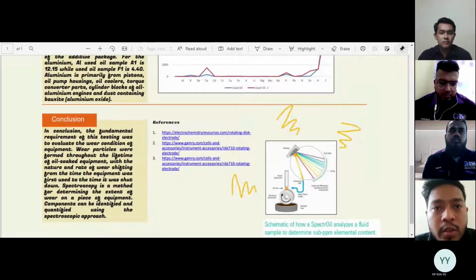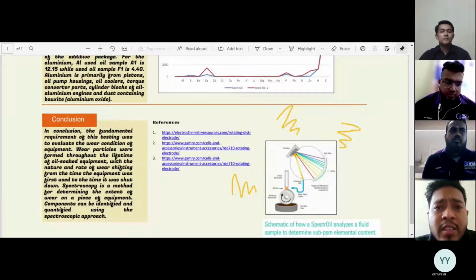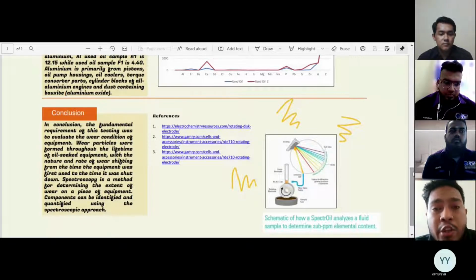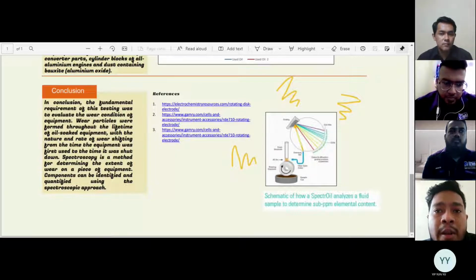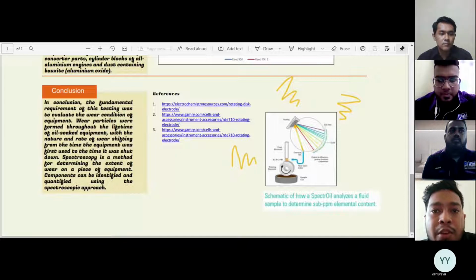Thank you. Okay, in conclusion, the fundamental requirement of this testing was to evaluate the wear condition of equipment. Wear particles are formed throughout the lifetime of oil-soaked equipment, with the nature and rate of wear shifting from the time the equipment was first used to the time it was shut down. Spectroscopy is the method of determining the extent of wear on a piece of equipment. Components can be identified and quantified using a spectroscopic approach.